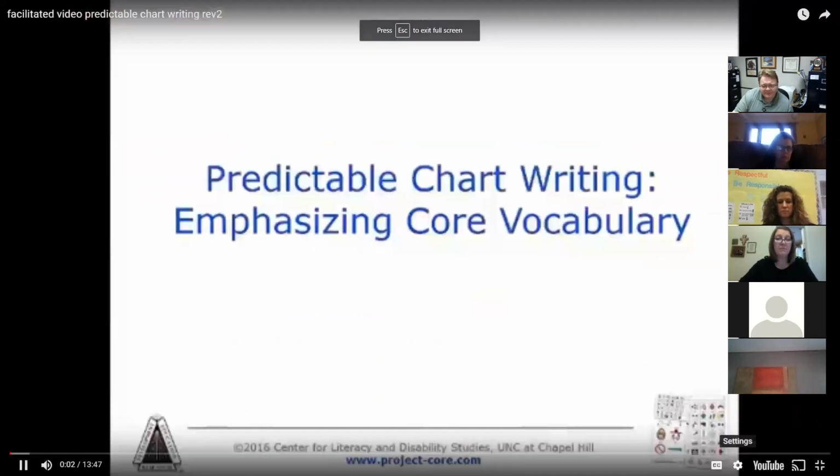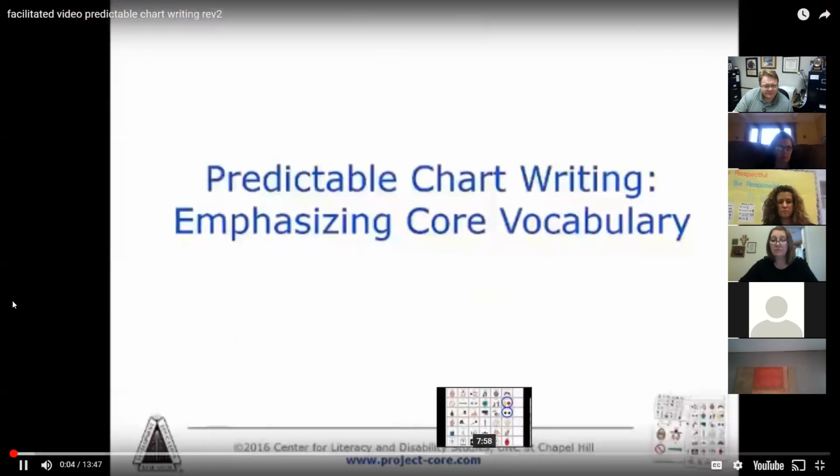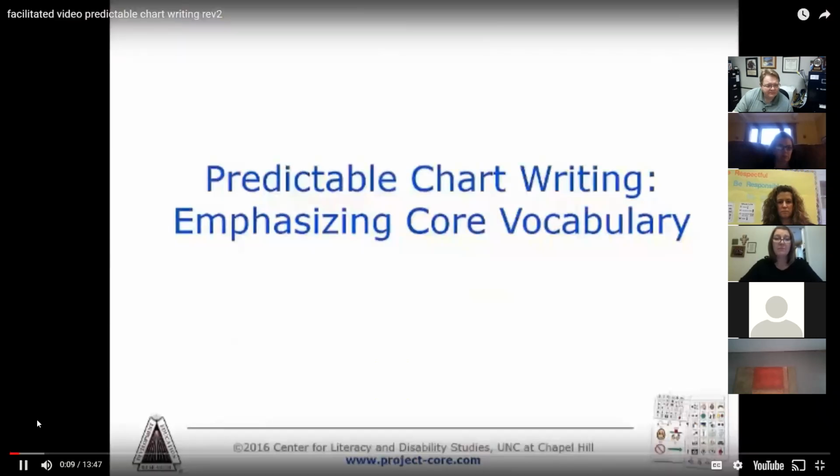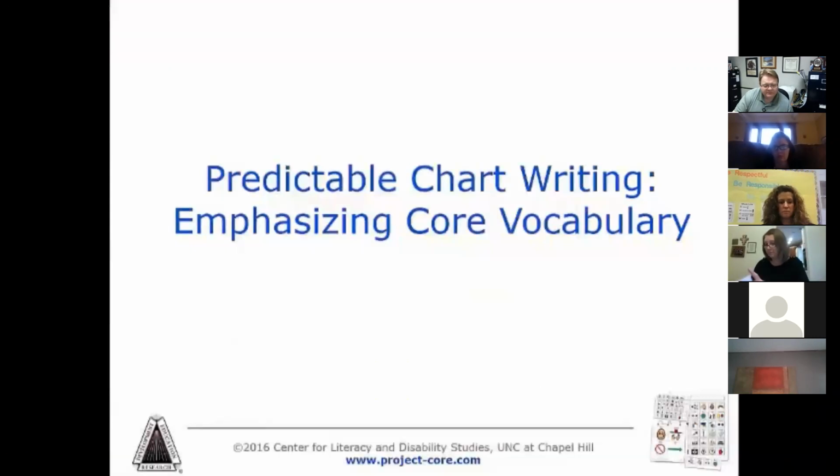Welcome to the Project Core Professional Development modules. This module, Predictable Chart Writing, emphasizing core vocabulary, is designed to describe predictable chart writing and explain how to emphasize teaching and use of core vocabulary during this instructional routine. Project Core is being conducted by the Center for Literacy and Disability Studies, a unit in the Department of Allied Health Sciences at the University of North Carolina at Chapel Hill.